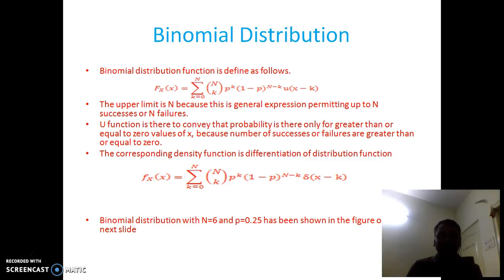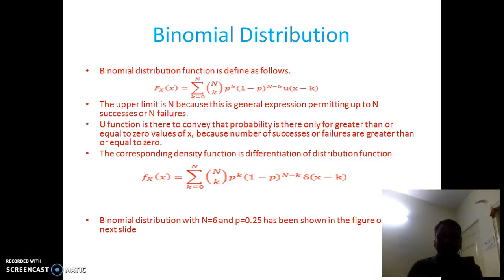The upper limit is capital N because this is a general expression permitting up to capital N successes or capital N failures. U function, that is unit step function, is there to convey that probability is there only for greater than or equal to 0 values of x, because number of successes or failures are greater than or equal to 0.